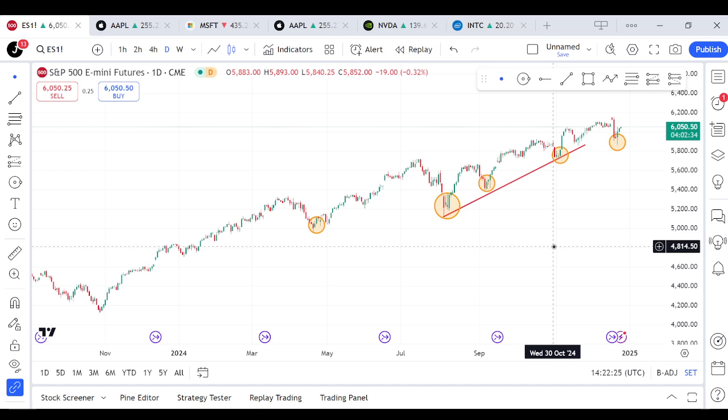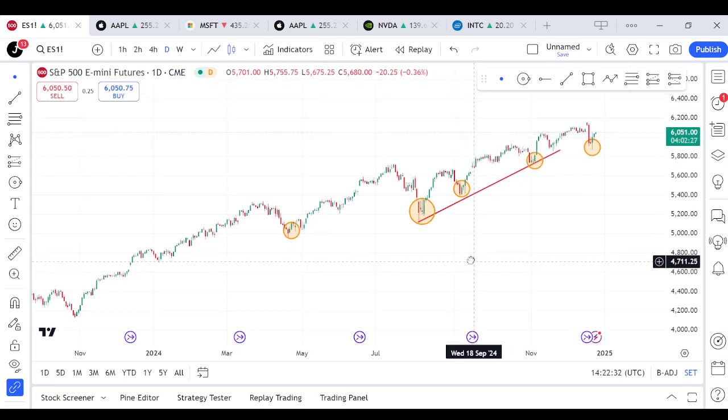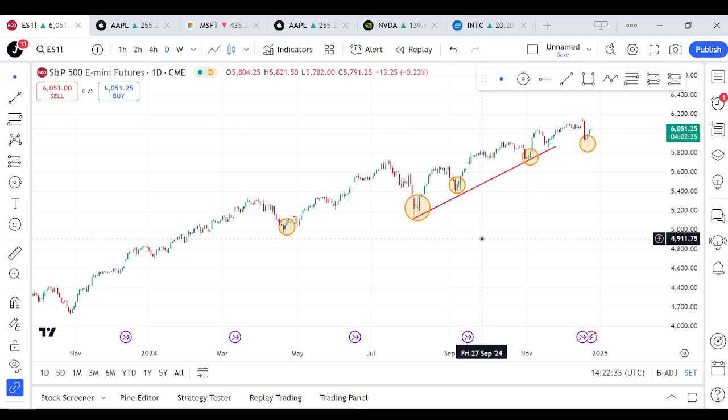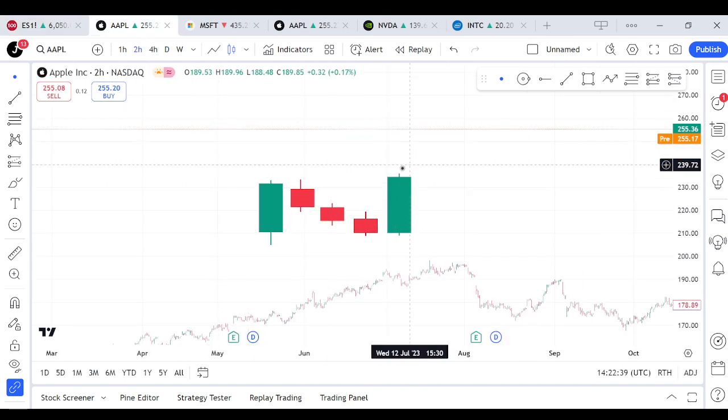So this is what we'll be talking about today. Let's talk about key bullish continuation candlestick patterns that you can use in the market for bullish continuations. So the first on my list is the rising three methods, which is what is displayed on your screen.